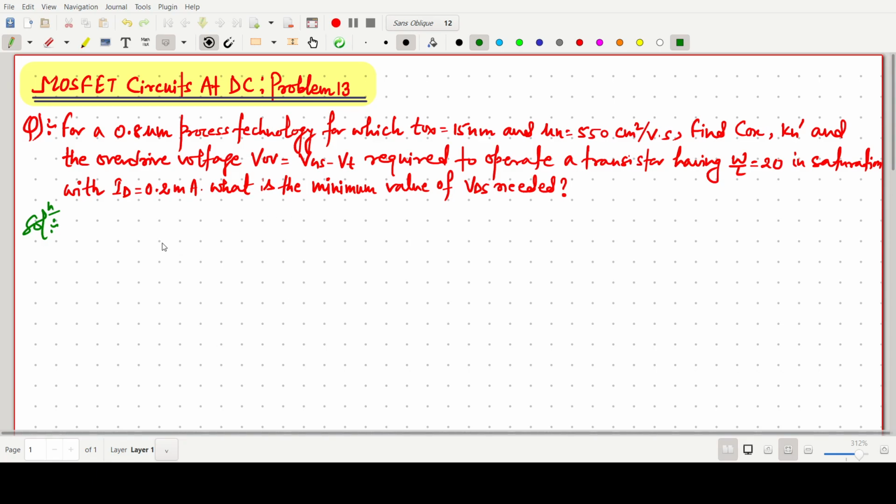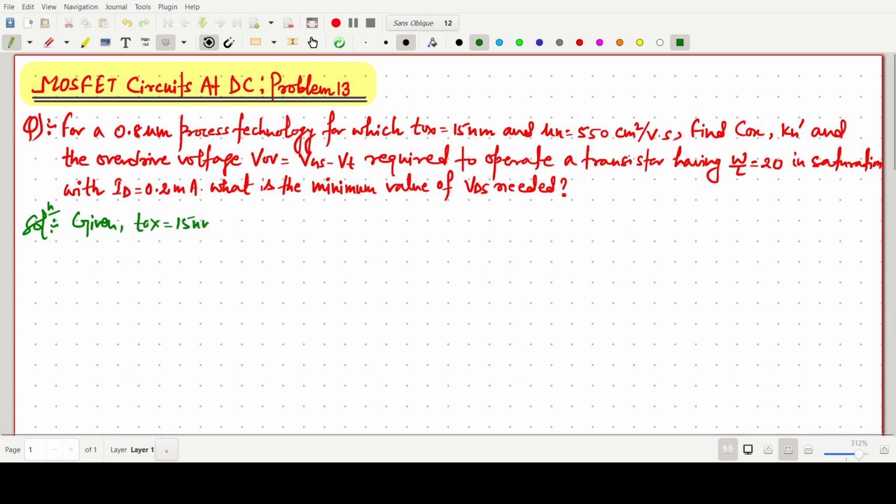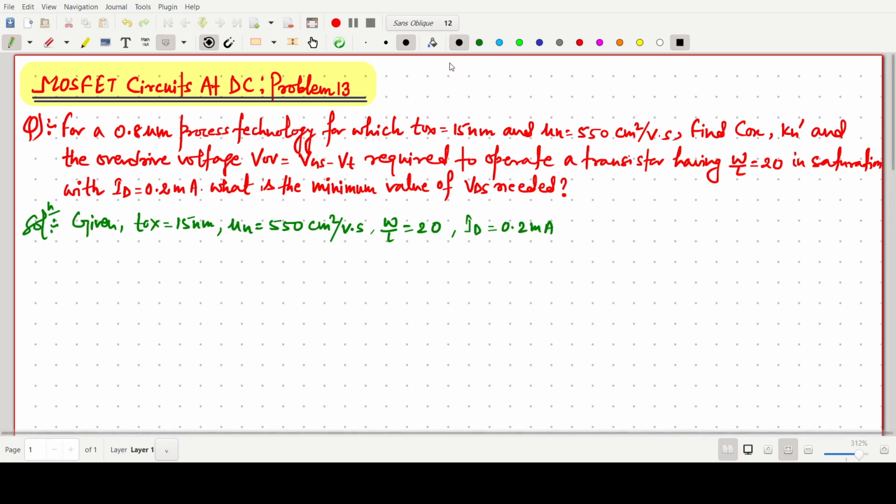So first of all, we have to write down the given things. The given things are TOX 15 nanometer, mu n 550 centimeter square per volt second. Okay, aspect ratio is also given, so I am writing here 20, and the drain current is given 0.2 milliampere. Okay, so the very first question, that is our COX.